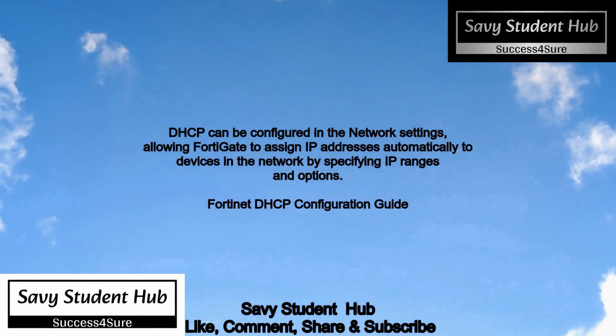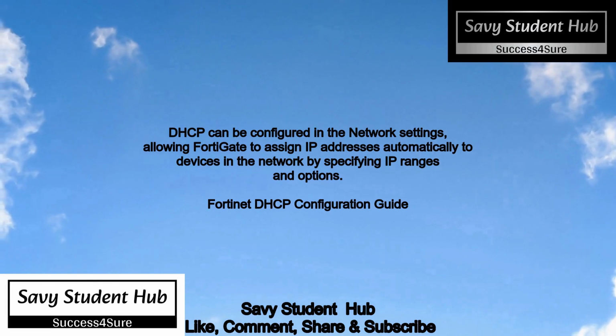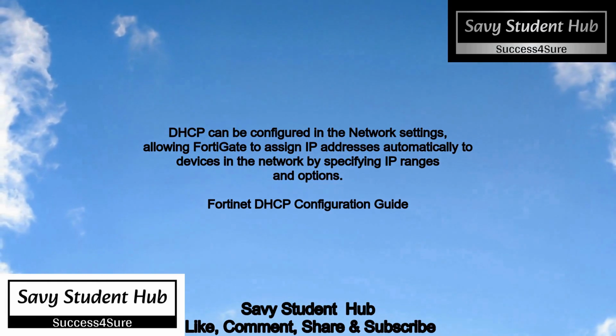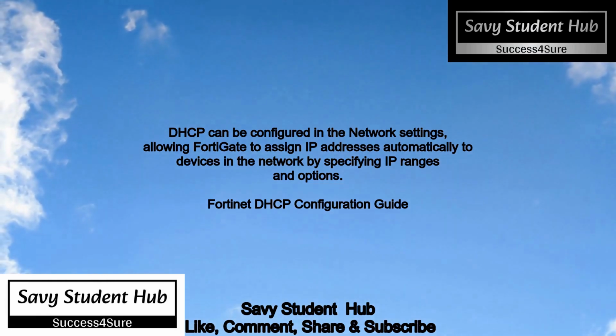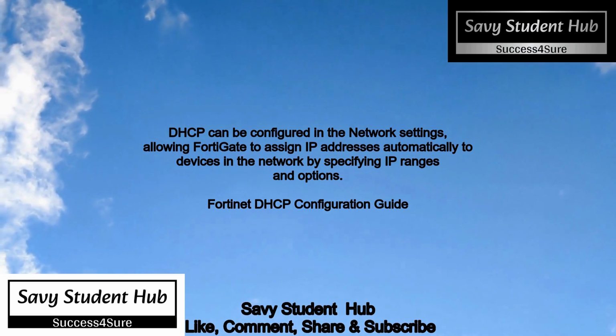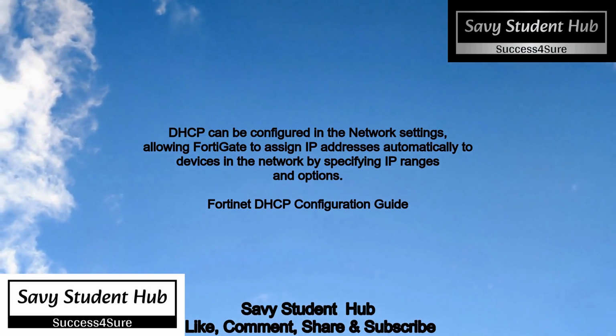DHCP can be configured in the network settings, allowing Fortigate to assign IP addresses automatically to devices in the network by specifying IP ranges and options.